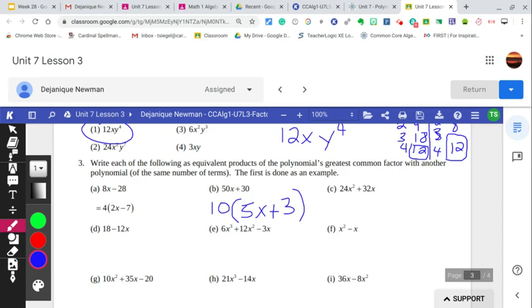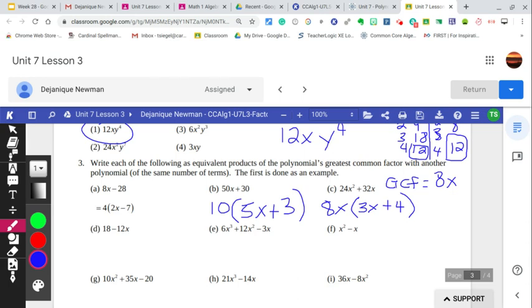Okay, let's look at this one. This one has 24 and 32. The GCF of 24 and 32 is 8. And x squared and x is x. So this goes on the outside of the parentheses. And then you have to divide. 24 divided by 8 is 3. X squared divided by x, you subtract the exponents, is x. 32 divided by 8 is 4. And x divided by x is 1, and we don't write it.